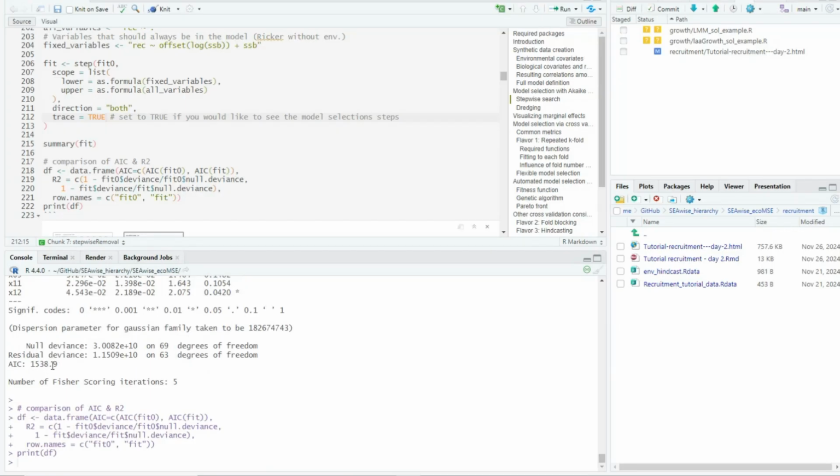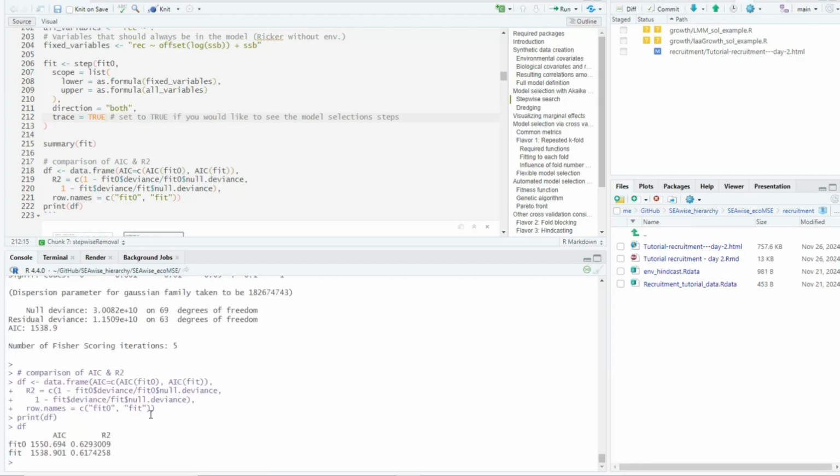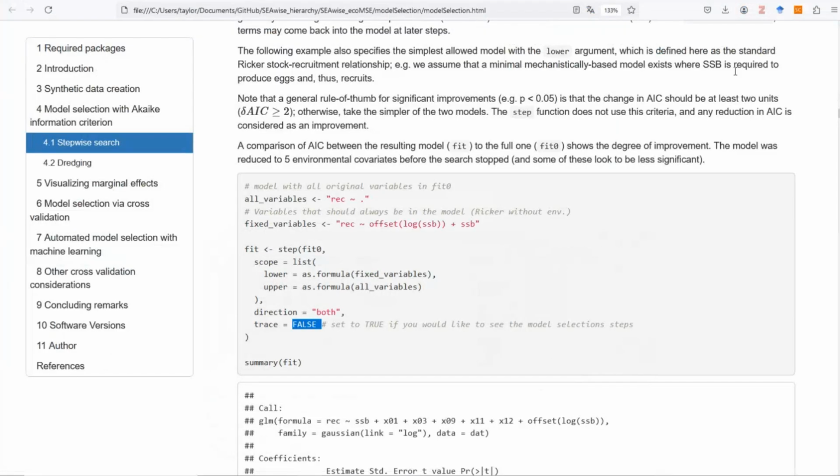And then this is the end AIC. So if I look at the resulting comparison between our full model and the one that results, we have decreased AIC quite substantially. And of course, the R squared has gone down, but only minimally in this case. So it did get rid of a lot of junk.